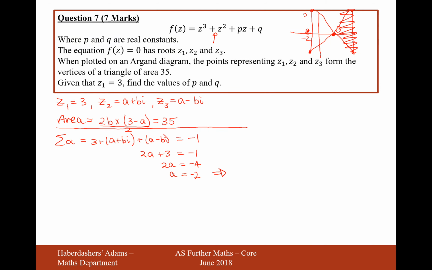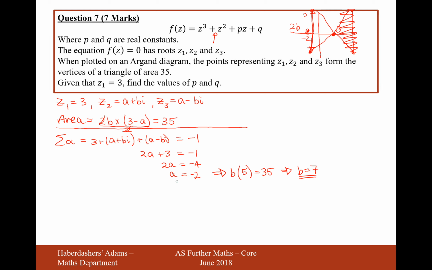Now we know that a is minus 2, we can substitute minus 2 into this formula here. The 2's will cancel out on the area. The base is going to be 2b because we have to go up by b and down by b. So it's 2b, but then you divide by 2 for the area of a triangle, so the 2's cancel out. So it's just going to be b times 3 minus minus 2 is 5 equals 35. So therefore b is going to equal 7.